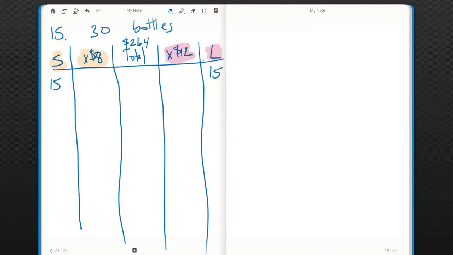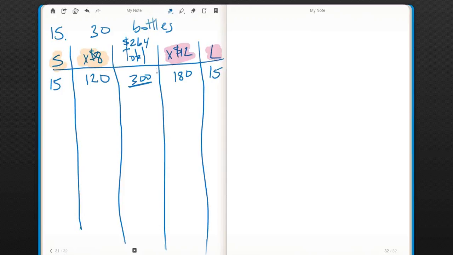So I could try with 15 and 15 and just see, if it was right in the middle, where would it be? 15 times 8, I'm going to see how much I would pay. If I got 15 small bottles, 15 times 8, that's 80 and 40, that's 120. 15 times 12, that's 150 and 30, so that's 180. That total would be $300. If I spend $300, I'm spending too much. I want to spend less.